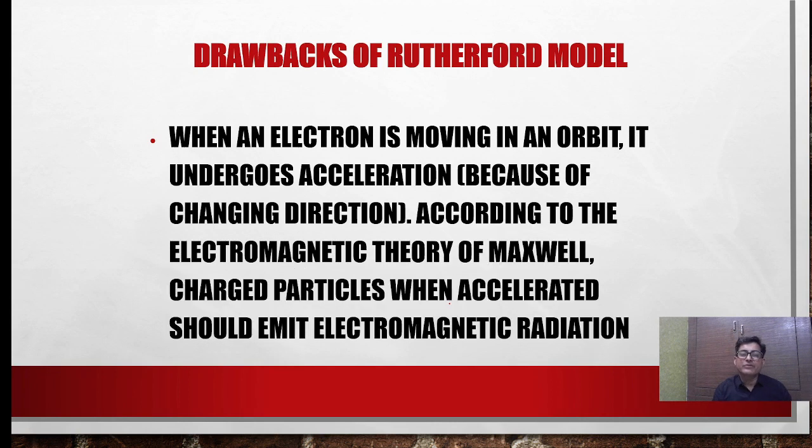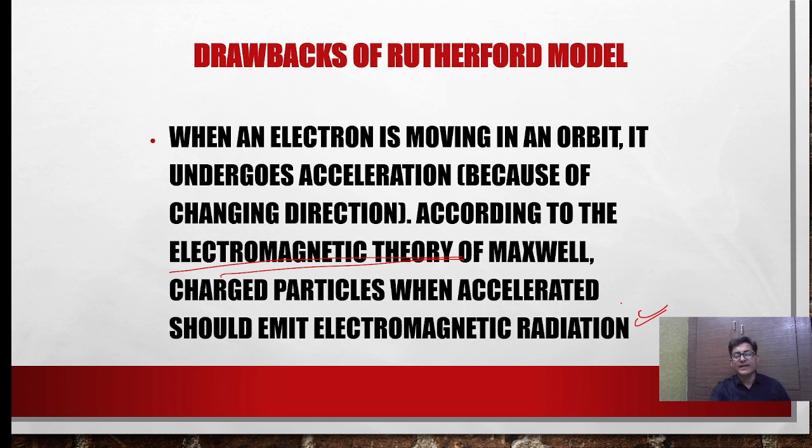Now, the drawbacks of Rutherford's model: when an electron is moving in an orbit, it undergoes acceleration because of its changing direction. According to the electromagnetic theory of Maxwell, charged particles, when accelerated, should emit electromagnetic radiation. Due to losing energy, the electron will slow down and ultimately fall into the nucleus, which will spoil the identity of an atom.